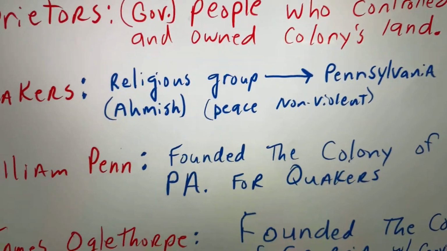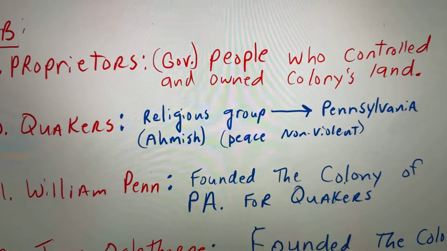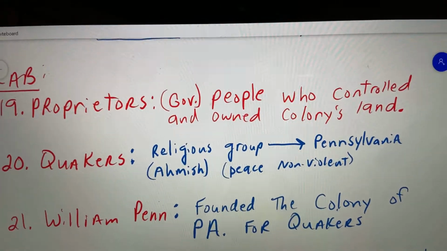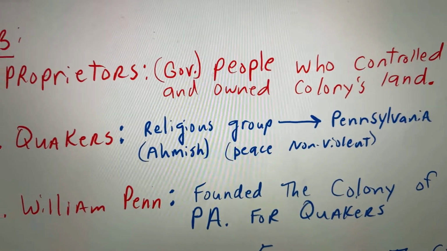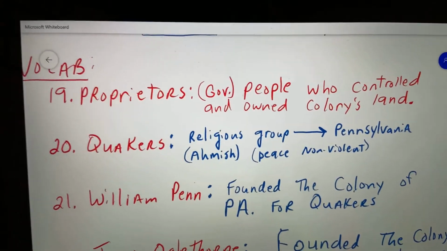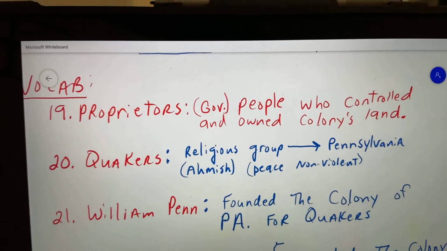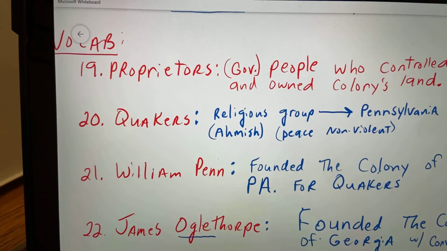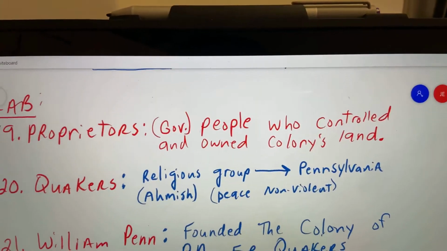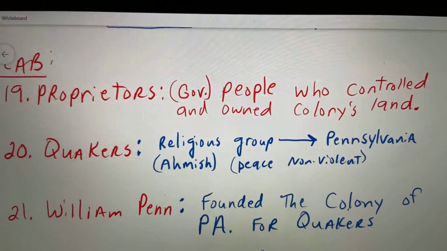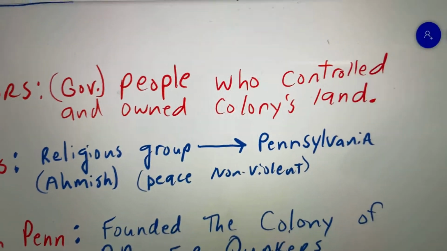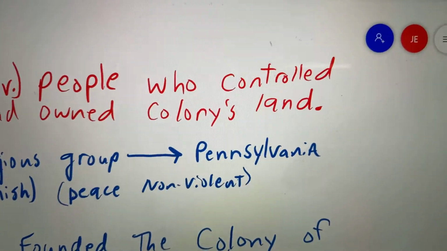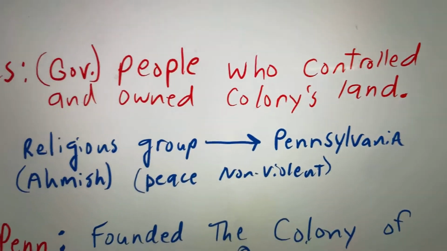The Quakers, very peaceful people, nonviolent. They didn't believe in any kind of violence. The Quakers believed that all people had this inner light inside them, and that the good Lord would help you get in touch with this inner light to make you a better person. But for our definition here, we're going to put the religious group that Pennsylvania, the colony of Pennsylvania, was founded for.